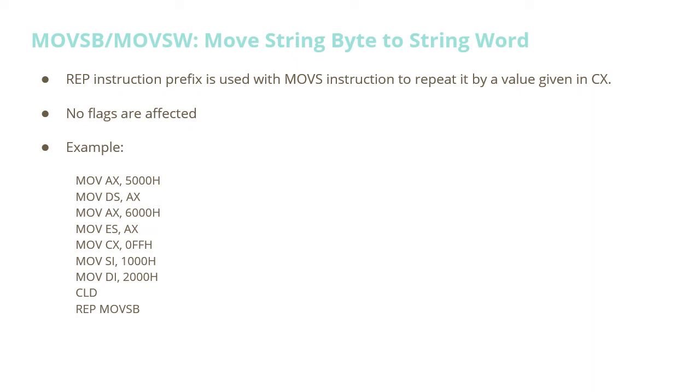Next is MOV SI, 1000H, where the offset address of the source location is moved to the SI register. Next, MOV DI, 2000H, which moves the offset address of the destination to the destination index register. The next instruction says CLD, which is to clear the direction flag, so that it is in the auto increment mode. The next instruction is REP MOVSB. What happens here is that the MOVSB operation happens multiple times until the counter value present in CX becomes 0.